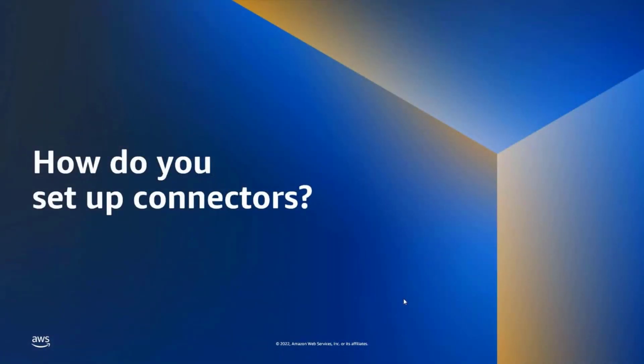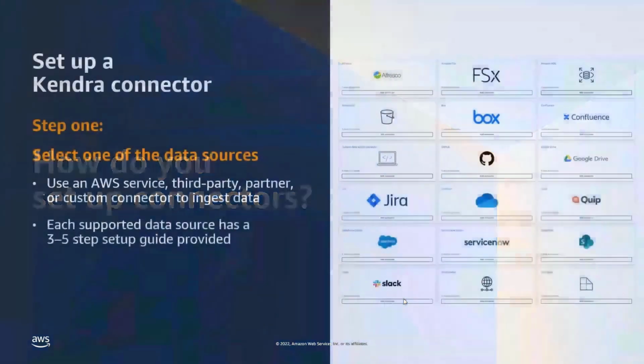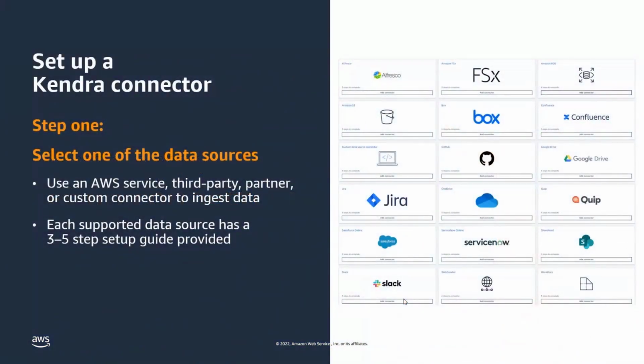So now let's walk through how you set up a connector. Well, the first step is to select a data source that we offer. As you can see, we offer a variety of third-party and native AWS services already as options within the AWS console. As stated previously, if you don't have a data source that you currently have today within your organization, you can leverage the custom data source connector option.